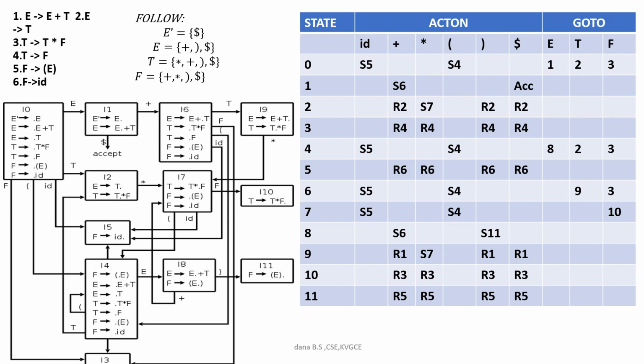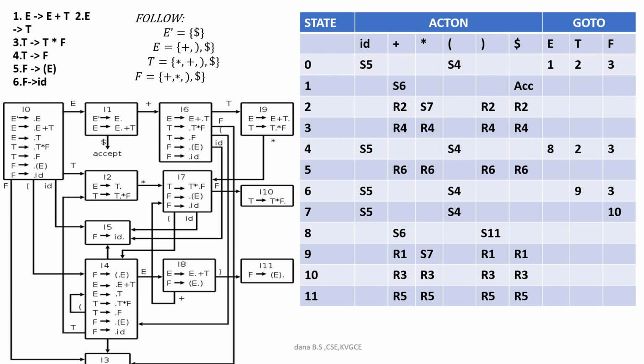Let us consider state 2. State 2 contains a reduction, that is E derives T dot. This is the final item. So what is the production number of E derives T? It is 2. Therefore, we have to write R2 in the follow of E. What is follow of E? Plus, closing bracket, dollar. So in these three, we have to write R2, R2, R2. And also we have a transition from I2 for star, which goes to state 7. Therefore, S7 on star.